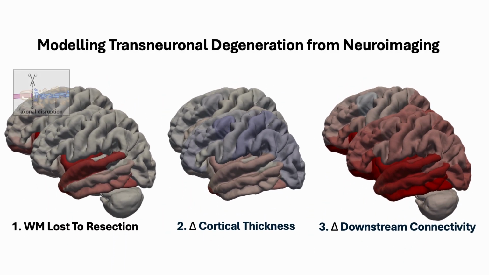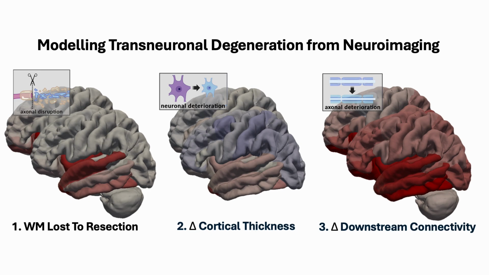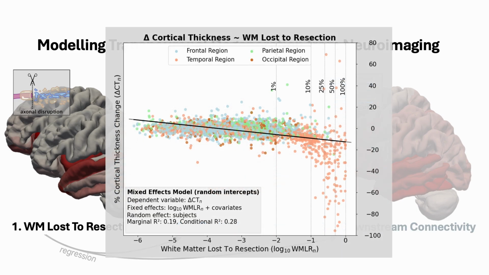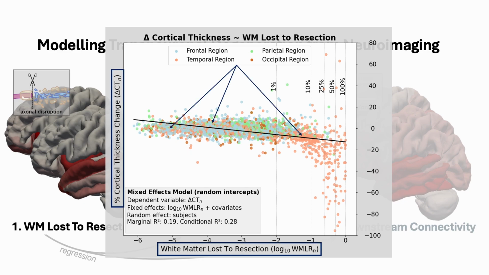Having now modeled our three effects of transneuronal degeneration, we proceeded to evaluate their relationships. First, we tested if a region's change in cortical thickness can be predicted based on the white matter lost to resection. We found a statistically significant relationship between the white matter lost to resection and the change in cortical thickness, with each dot representing the brain region of a participant. The model suggests the more white matter is resected during surgery, the thinner a region will become after surgery.